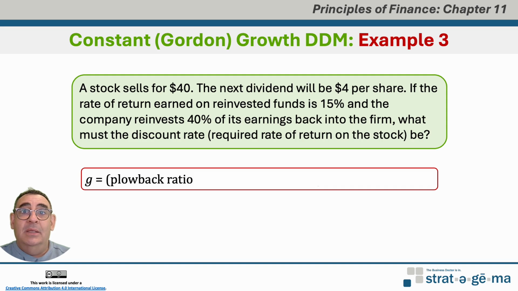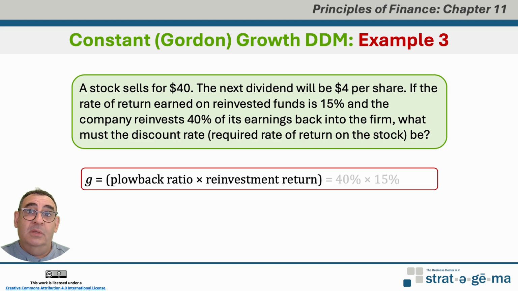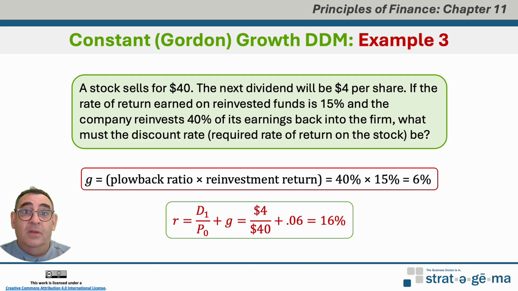So in this case, the company reinvests 40% of its earnings. That's the plowback ratio. So 40% of its earnings are reinvested in the company, and it expects to earn a return of 15% on those retained funds. So the 40% reinvested back into the business at a 15% return is a growth rate of 6%. Now we have all the variables we need to figure out the rate of return, the discount rate. So D1 is 4 divided by P0 of 40, plus 0.06, is 16%. That's the rate of return.